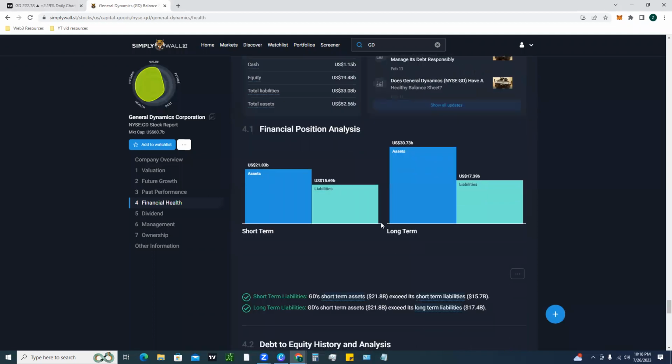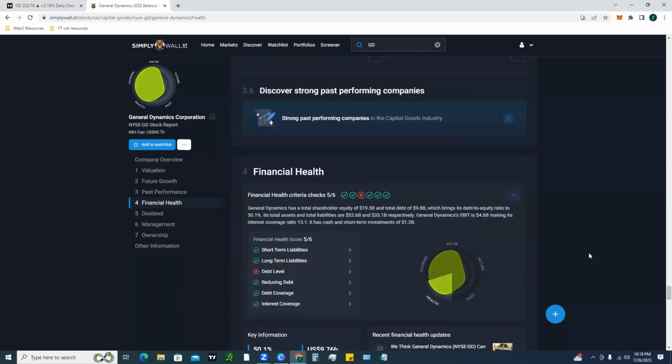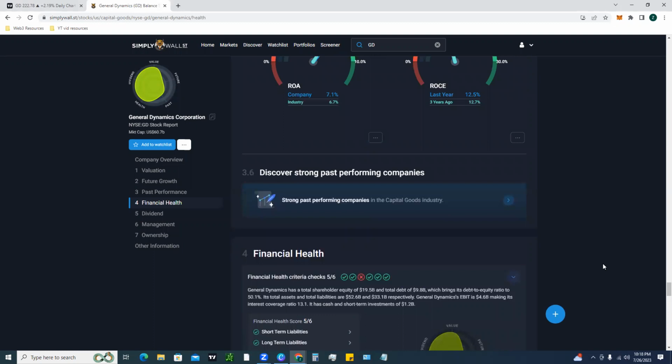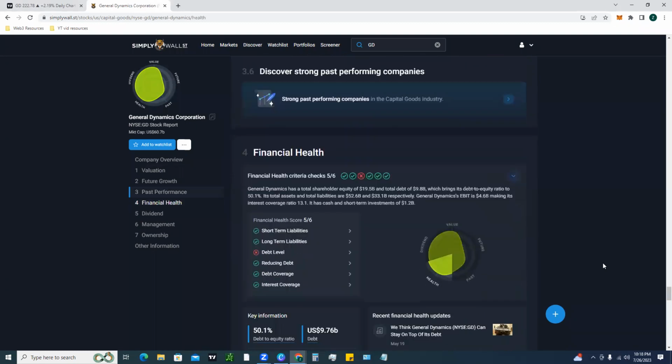Now, that's just a quick summary of some of the fundamentals of GD, General Dynamics, and why I think that it is a potential good play. Of course, do some more of your own research.